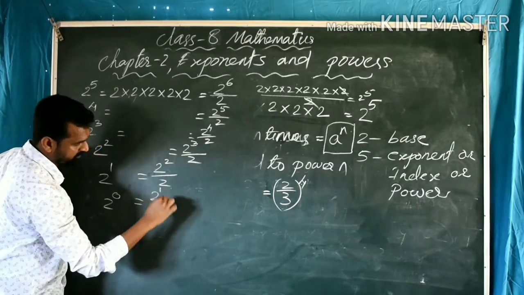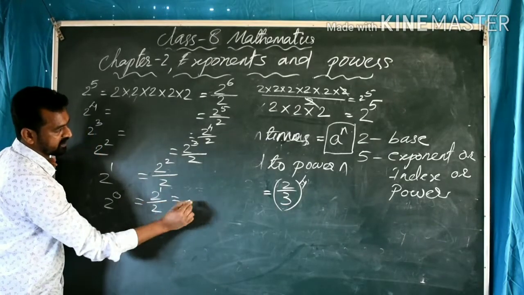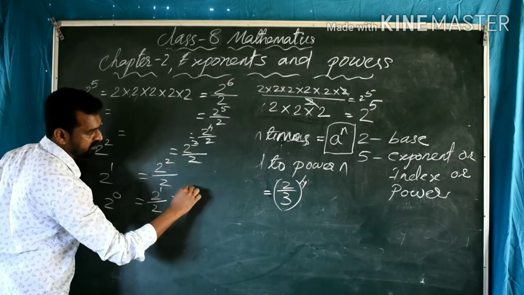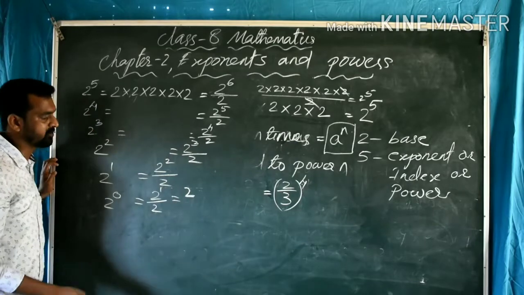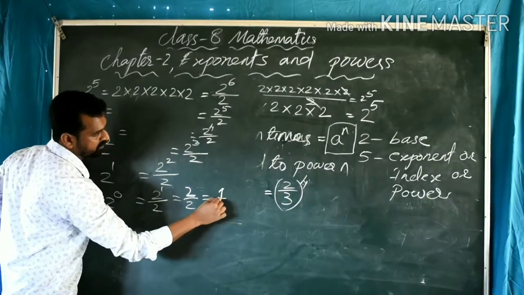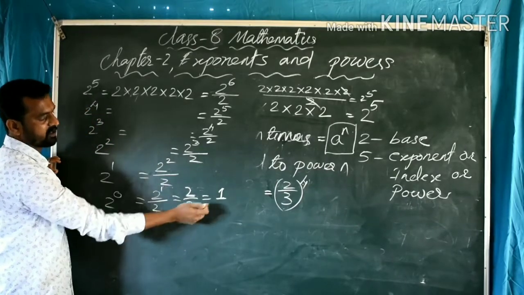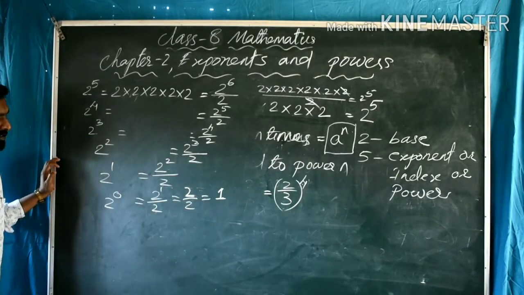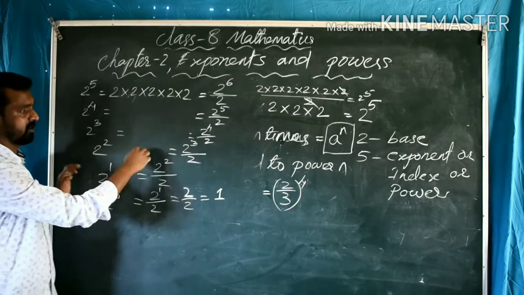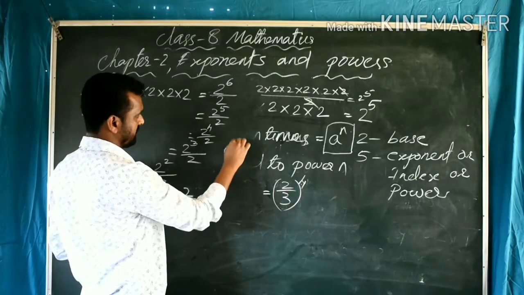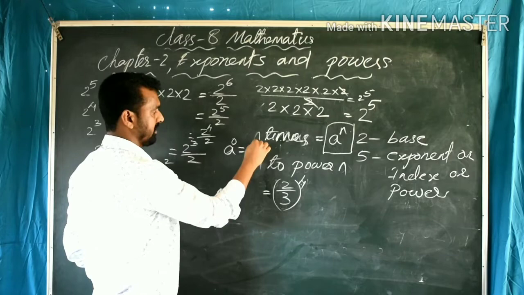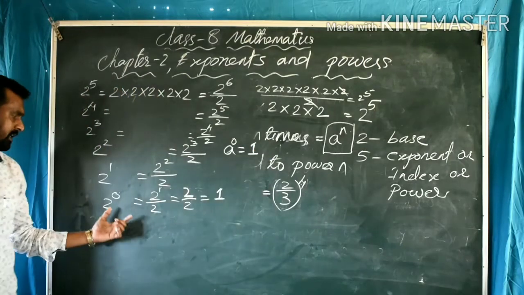2 raised to 1 divided by 2. 2 raised to 1 means it will come 2 only, 2 is multiplying 1 time, that is 2 only. 2 divided by 2, it will come answer 1. Dividing the same numbers, it will come answer 1. So in general we can write that any number raised to the power 0, the answer will be 1. Any number, 2 raised to 0.